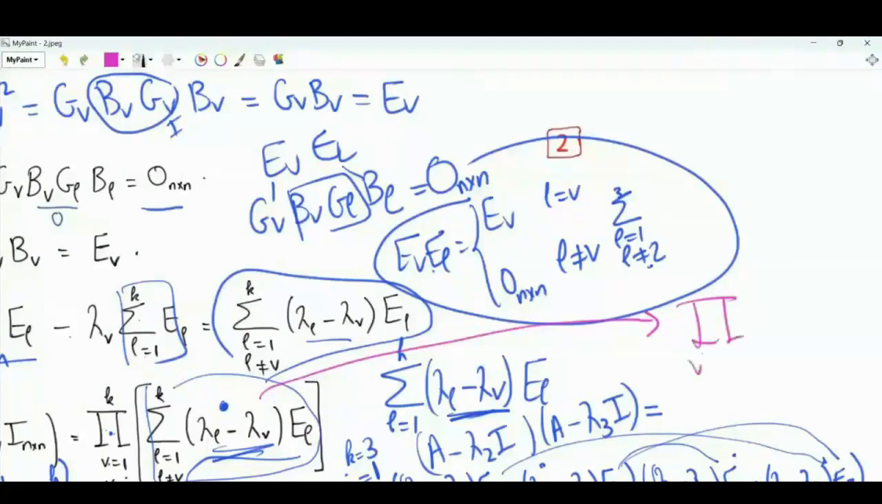Based on this investigation, we have the product V from 1 to K, V is not equal to J. We don't really need to write down a sum. From each sum, the relevant term is lambda J minus lambda V times EJ.